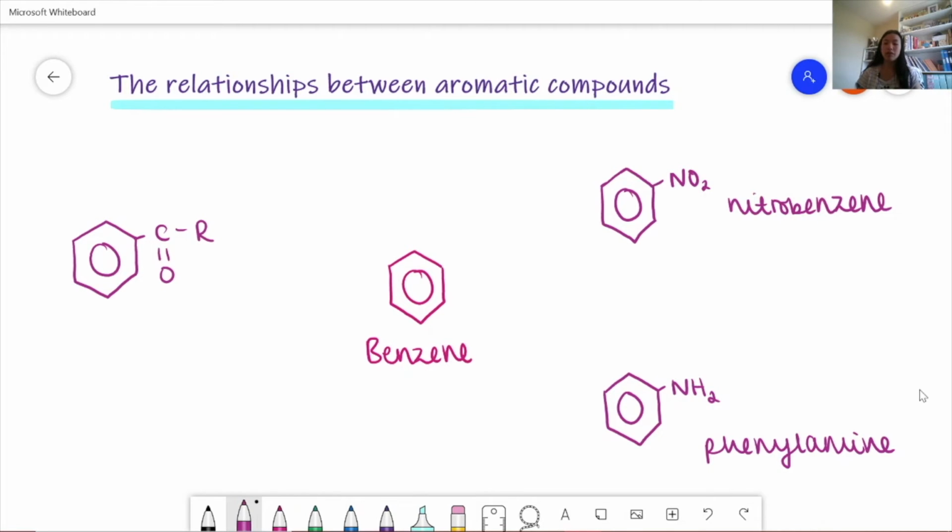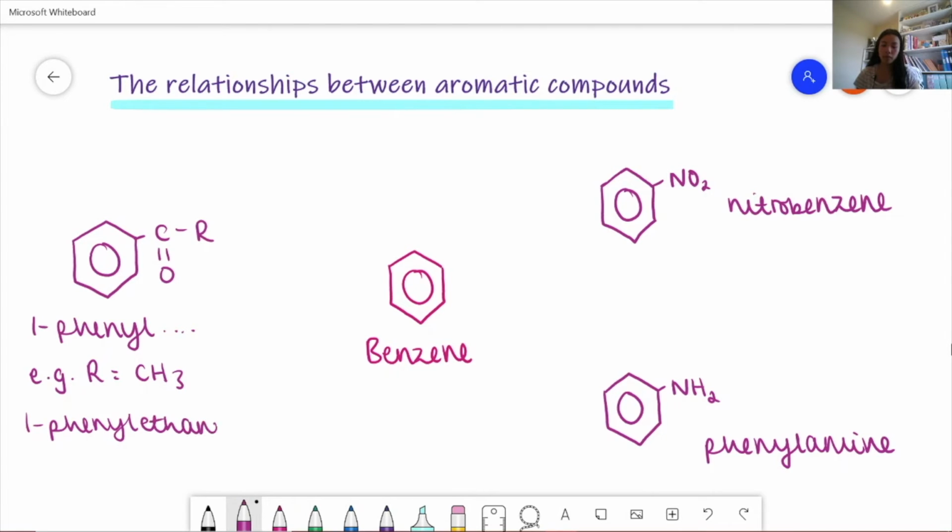So this would be called something like 1-phenyl because the acyl bit takes priority. And then we would have ... depending on what the R group was. So for example, if we had R is equal to CH3, then the name would be 1-phenyl ethanone. And so we can also call this an aromatic ketone, so a ketone with a benzene group on it.